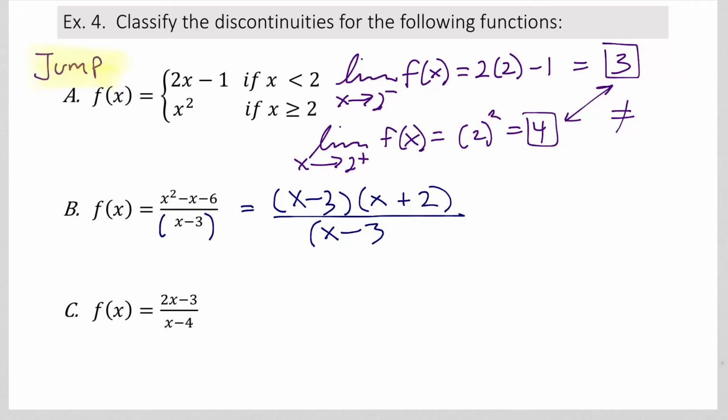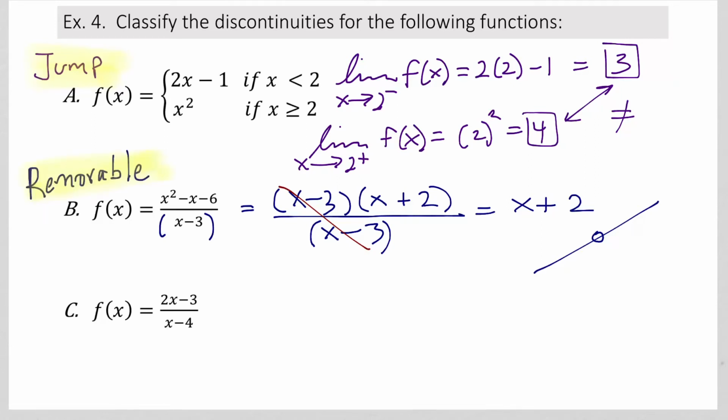Alright, so I can see that I can cancel these two factors, and I'm left with just x plus 2. Alright, so that's a removable discontinuity there. And when that happens, you end up with the graph of the line with a hole in it. Alright, so this is a removable discontinuity.